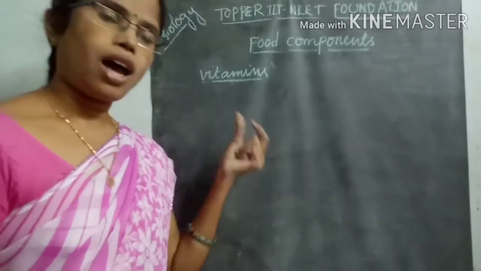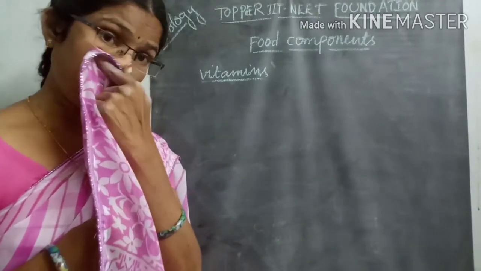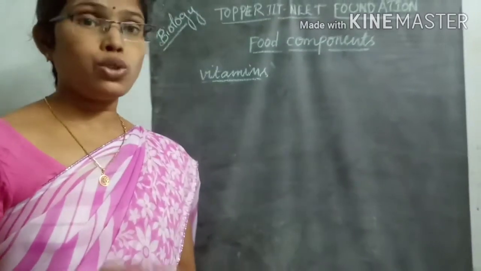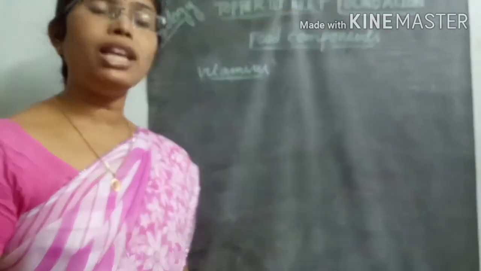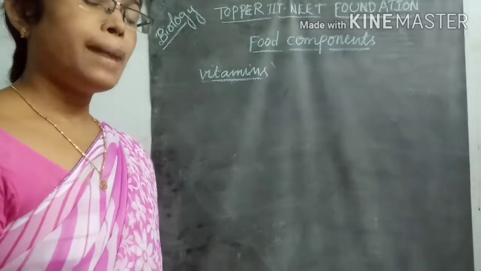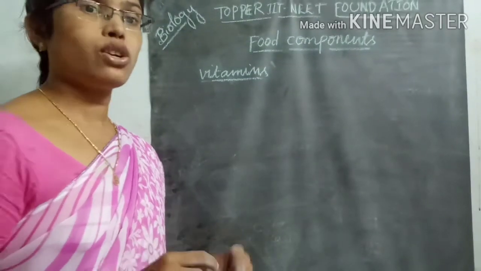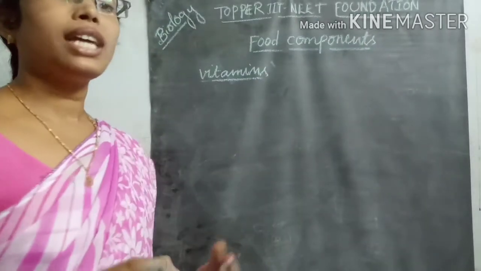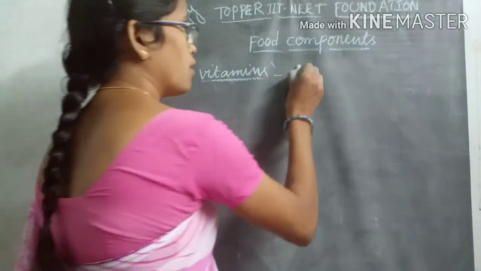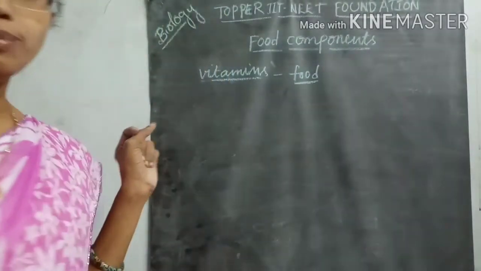They are organic molecules. Vitamins are also called organic molecules. They are used in our body's metabolic activities. They are very important in nature, but they can't be synthesized in our body. So the vitamins we can take only through food materials. Only through food materials.